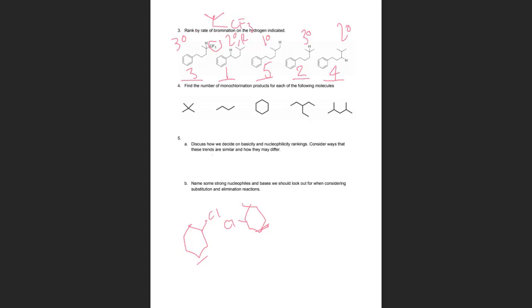So let's take a look at the first example, where we have one possibility right here. So that could be one monochlorinated product. There can't be any monochlorinated product on this central carbon right here because there's no hydrogens. You need a hydrogen for monochlorination and monobromination.